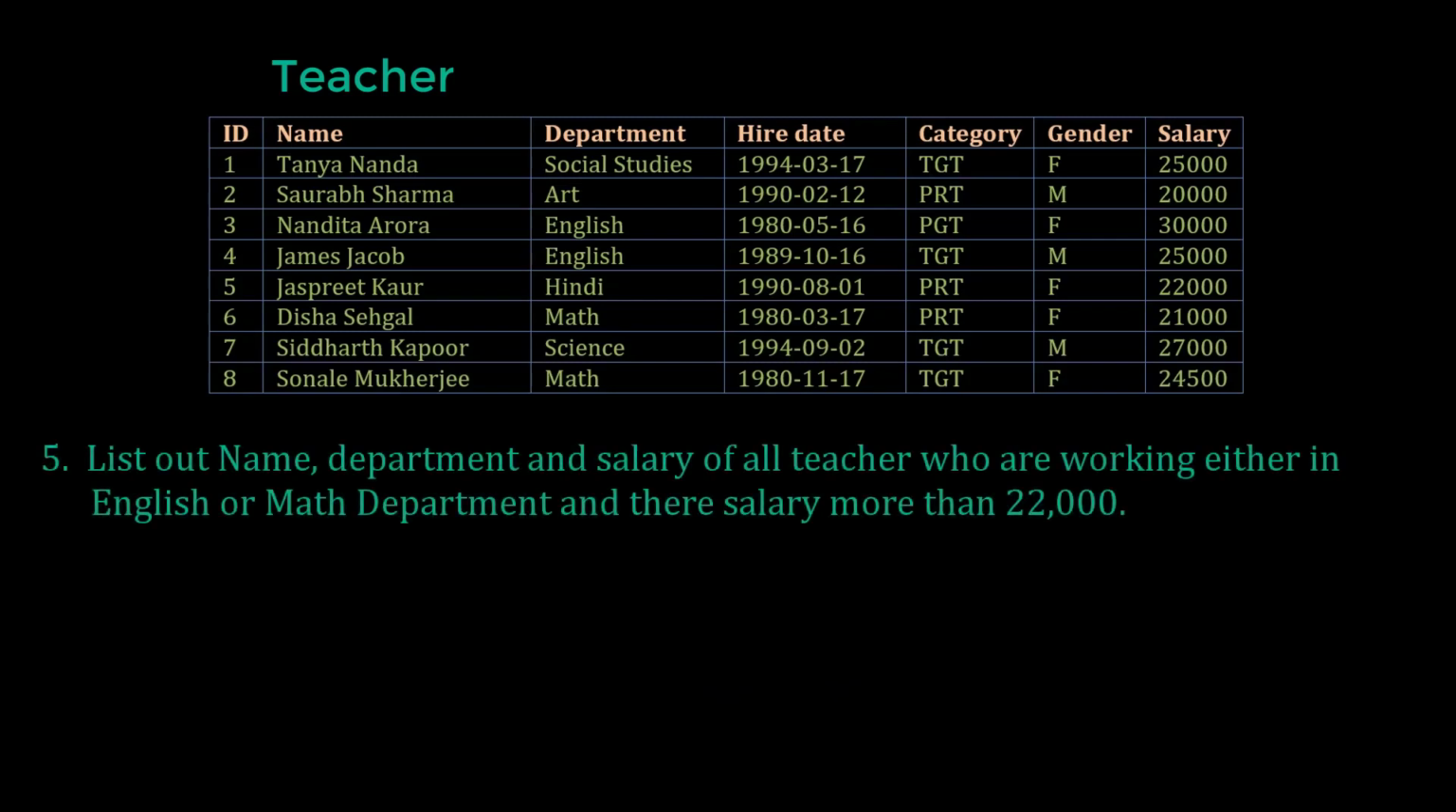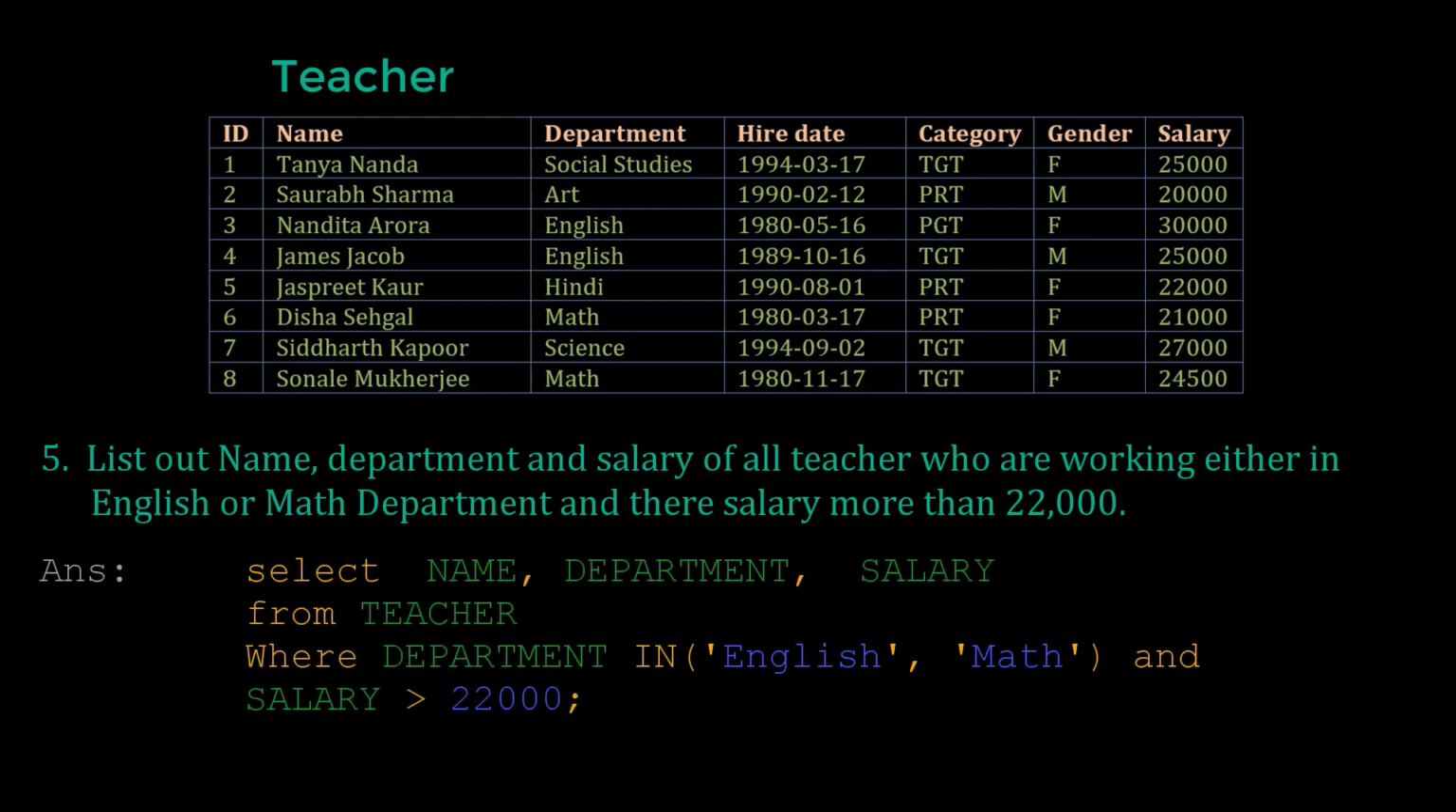Question number 5. List out name, department and salary of all teachers who are working either in the English or Maths department and their salary is more than 22,000. Answer is select name, department, salary from teacher where department in English, comma, Maths and salary greater than 22,000. Here in is an operator used to check for existence.